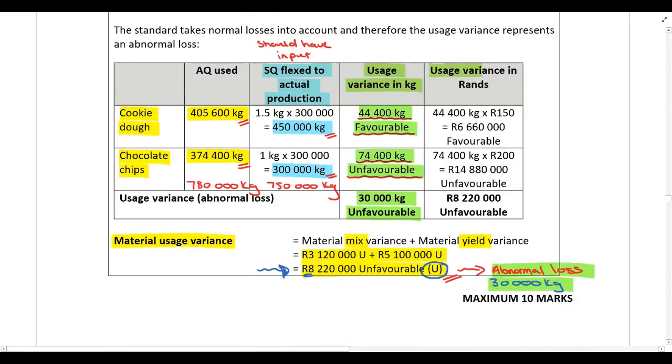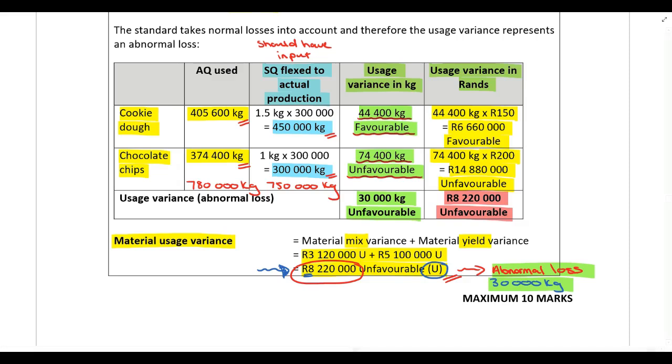So if we want the usage variance then in rands, you just need to take the usage variance in kilograms and multiply by the standard price per kilogram. So the standard price per kilogram for cookie dough is 150 Rand, and for chocolate chips it is 200 Rand. You'll then calculate the Rand value of your variances, and the net effect is you have a variance of 8,220,000 Rand unfavorable.